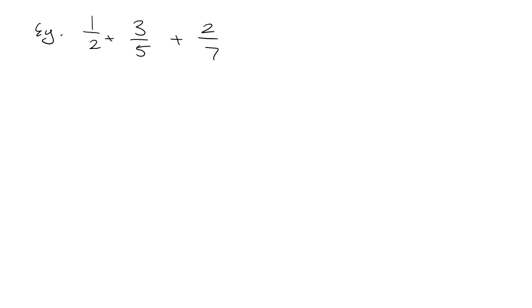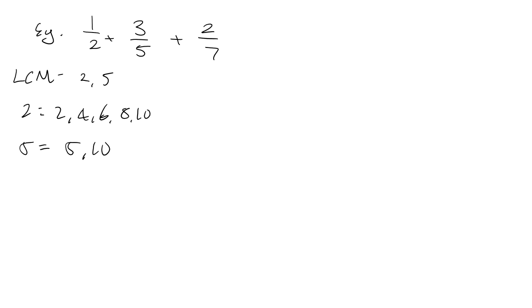Let's add half plus 3 over 5 first. The lowest common multiple of 2 and 5 would be 10. Okay, so write 10 as the denominator. We times 5 to 2 to get 10, so we need to times 5 to 1. 1 times 5 is 5, that will be 5 over 10.